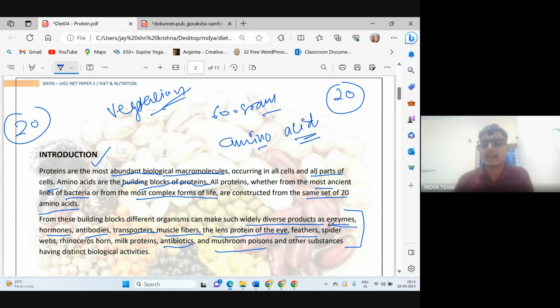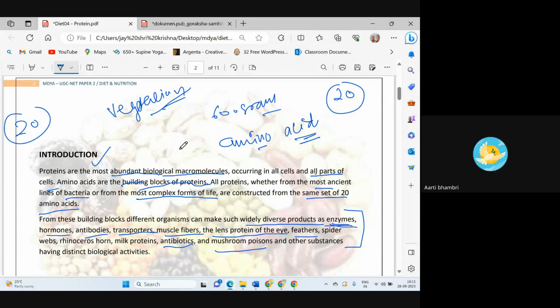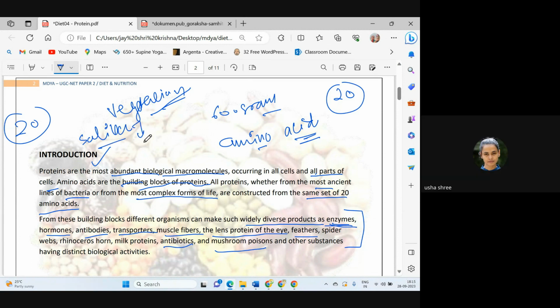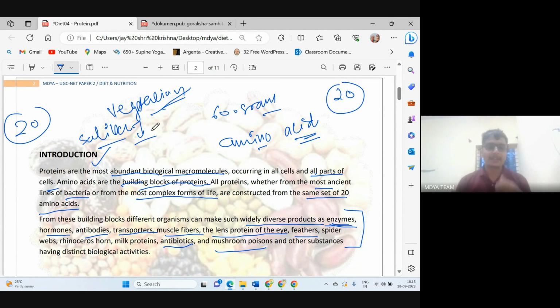For example, we have enzymes in our body. Can you name some enzymes of our body? Saliva. Yeah, in saliva, which enzyme is present? Salivary amylase, or ptyalin. So all the enzymes that play an important role in digestion are made up of protein. That's why protein has a very specific temperature range to work. Protein is very sensitive to temperature and pH. pH means the acidity or basic nature of something.